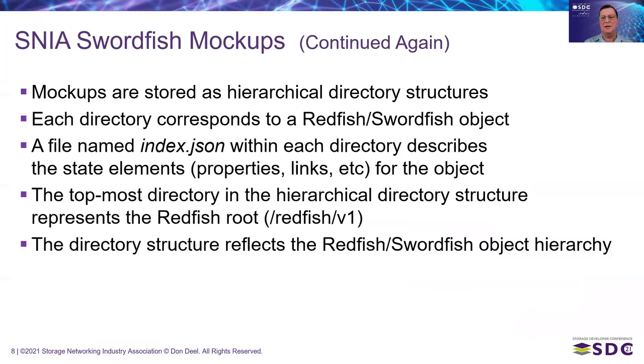When they are kept on disk, mockups are stored as hierarchical structures where each directory corresponds to a Redfish or Swordfish object. A file named index.json in each directory describes the state elements for the object. The topmost directory in the directory tree represents the service root, and the directory structure reflects the Redfish and Swordfish hierarchy. This approach for storing mockups is in use for working with some of the open source tools like the emulator. This approach is also used for discussing possible changes for Redfish and Swordfish in the organizations that have developed those standards.